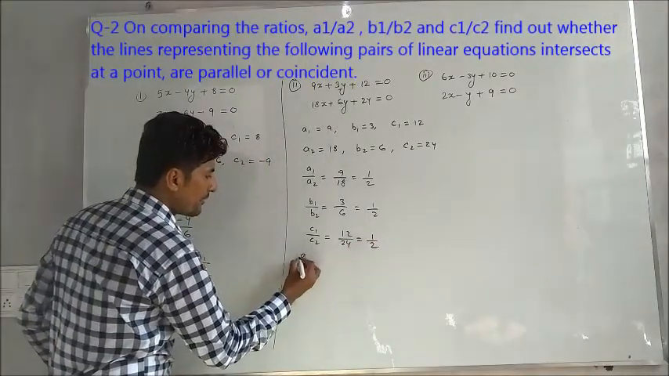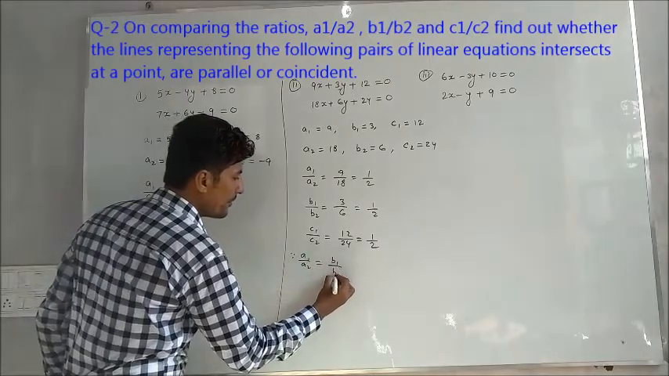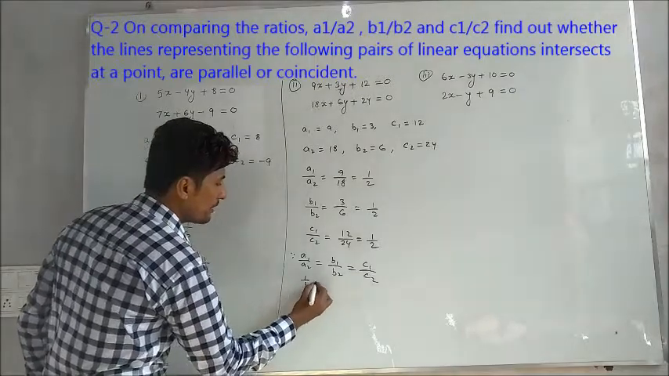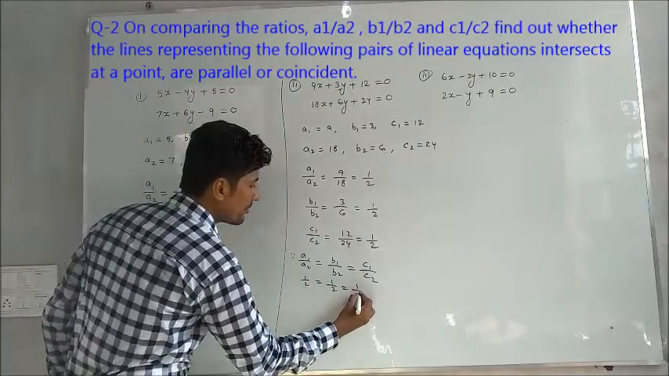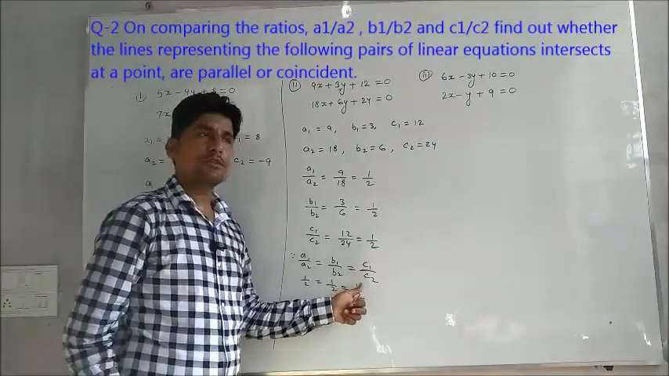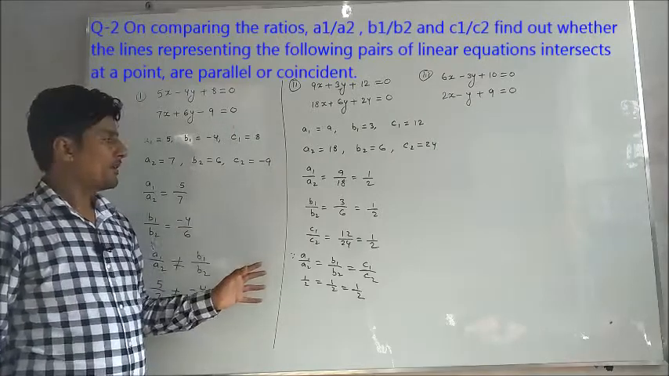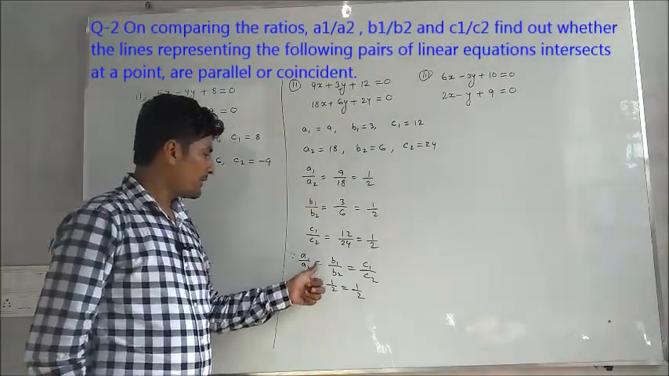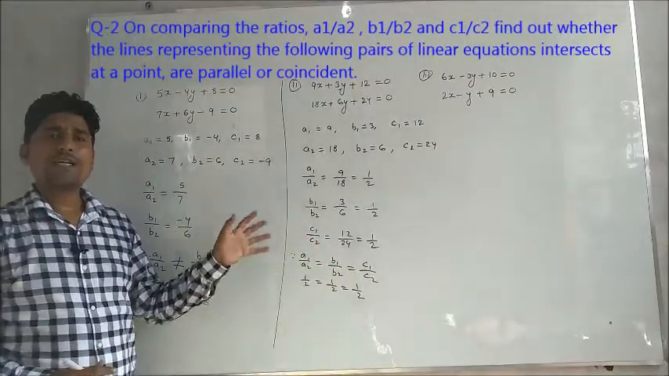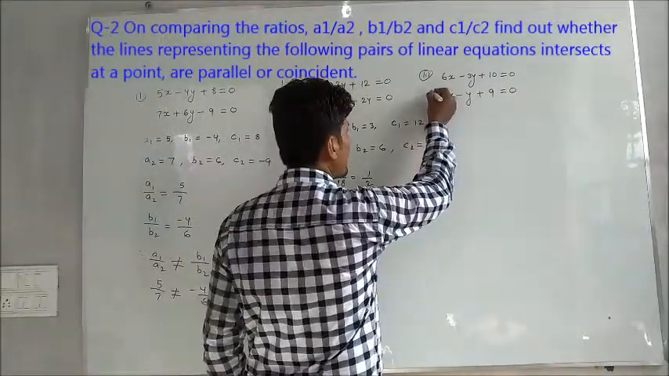Now here we can observe that a1 upon a2 equals b1 upon b2 equals c1 upon c2, because 1 upon 2 equals 1 upon 2 equals 1 upon 2. Hence the lines are coincident. If the ratio of a1 upon a2 equals b1 upon b2 equals c1 upon c2, then they will have coincident lines. Now let us see the third case.